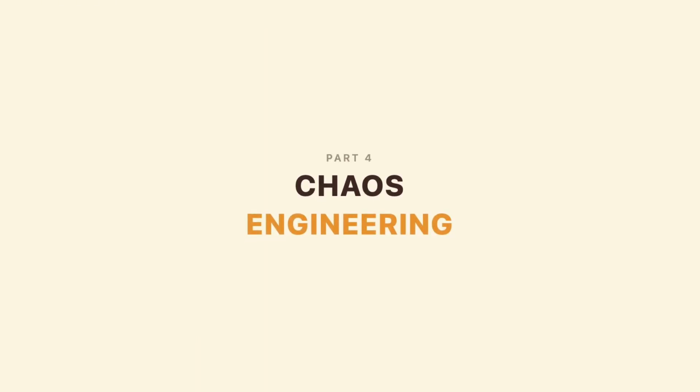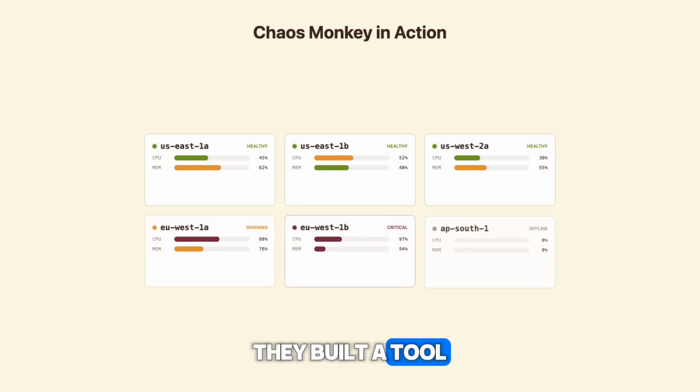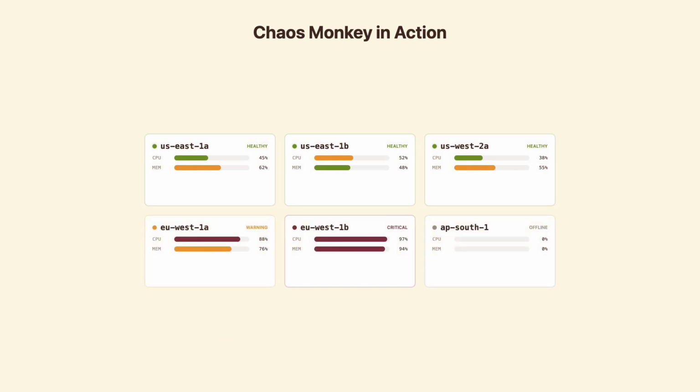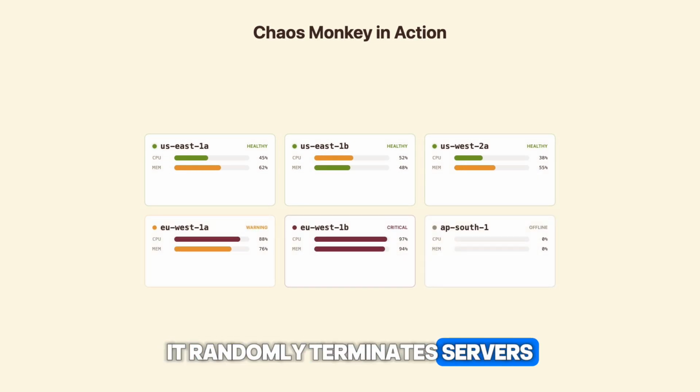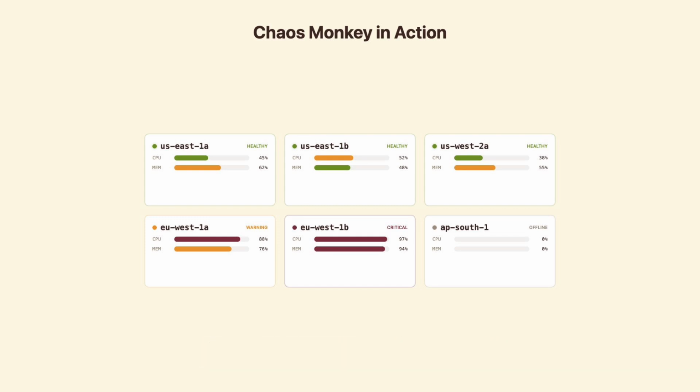Part 4. Chaos engineering. Most companies test their systems by hoping nothing breaks in production. Netflix does the opposite. Netflix intentionally breaks their own systems. In production. During peak hours. They built a tool called Chaos Monkey. It randomly terminates servers. Another tool, Chaos Kong, kills entire AWS regions.